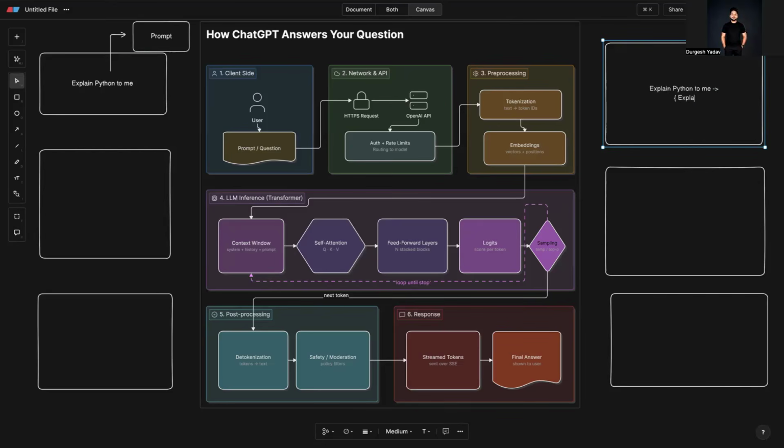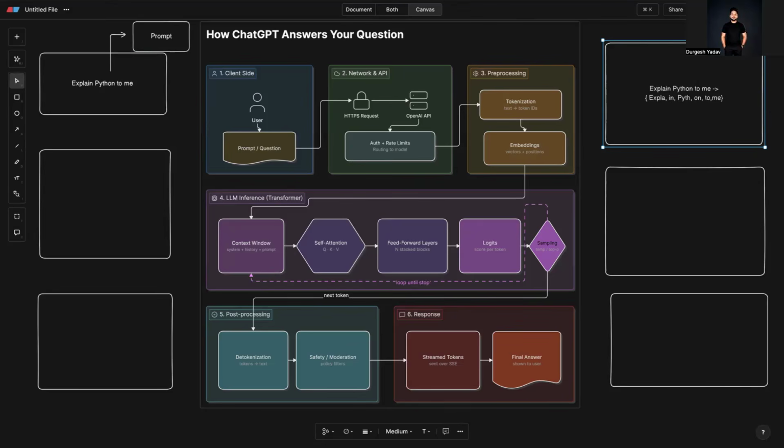Now don't think that tokens will be complete values like "explain" and "Python" and "to" and "me." No, it can be like "explain," "in," "pyth," "on," "to," "me." So basically your normal English sentence that you have given will be broken into these particular tokens. Now this is basically tokens.